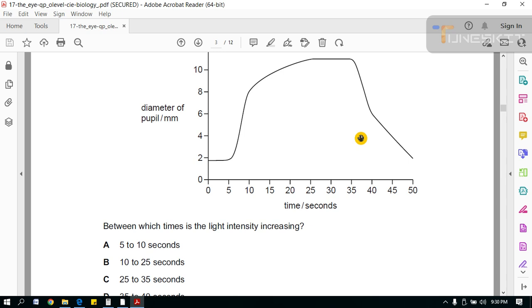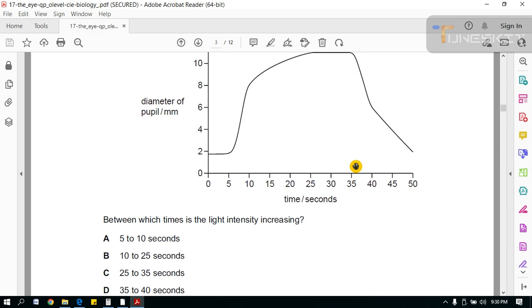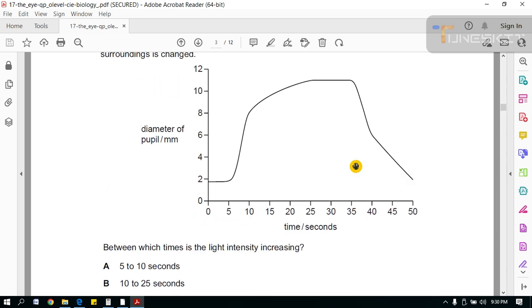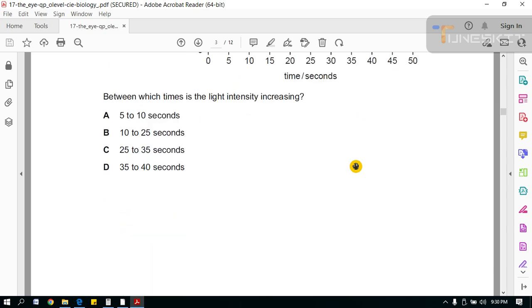So in this graph, the declining part of the graph shows that the light intensity is increasing, and if you observe this with time, you can easily analyze that it is between 35 to 40. So option D is correct in this case, right? Option D is correct.